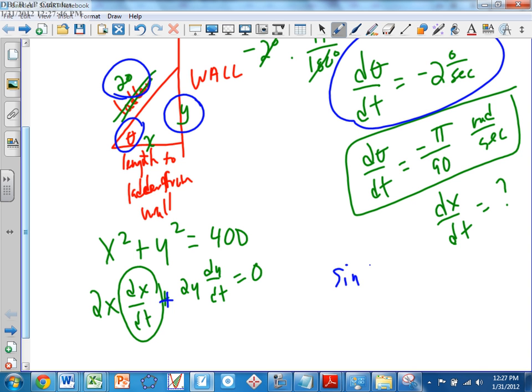Sine theta equals, when we differentiate, we'll have cosine. Sine theta equals y over 20. What we're doing here is this. We can either solve for y, plug it back up here, and re-differentiate, or differentiate this, solve for dy dt, and plug it in there. Doesn't that get messy a little bit?